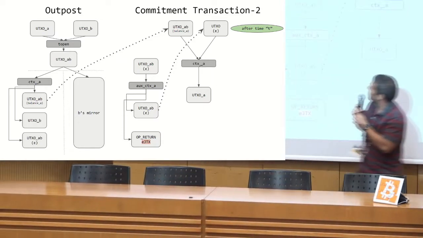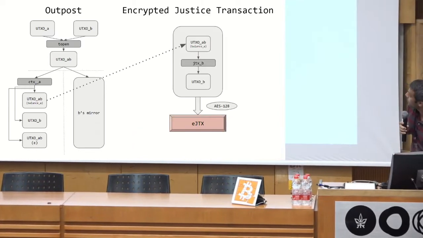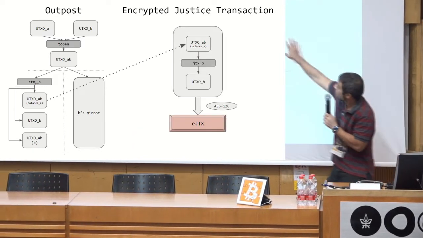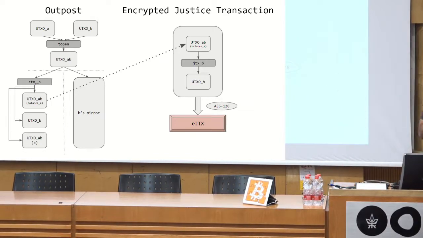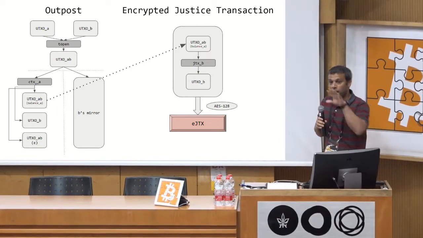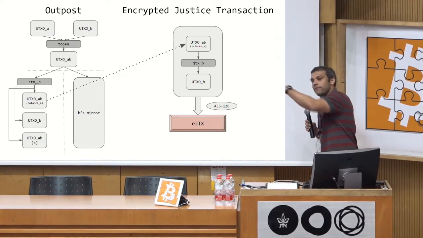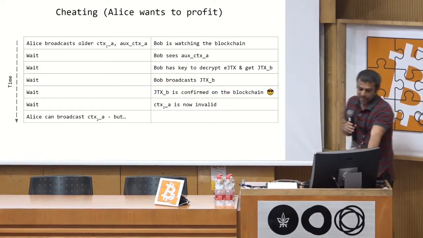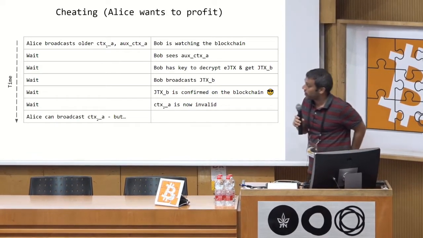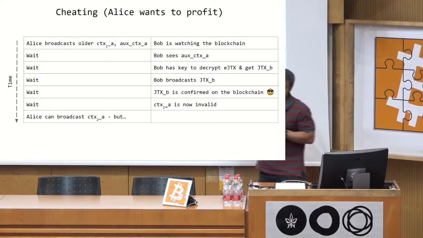there's a previous justice transaction. Sorry, let's go back to the justice transaction. So once this is confirmed, that UTXO AB becomes invalid, as in it can't be spent again. So if Alice cheats and Bob does justice, Alice cannot do her own commitment transaction afterwards. Alice cannot actually broadcast her own CTX because its input has been spent by the justice transaction.